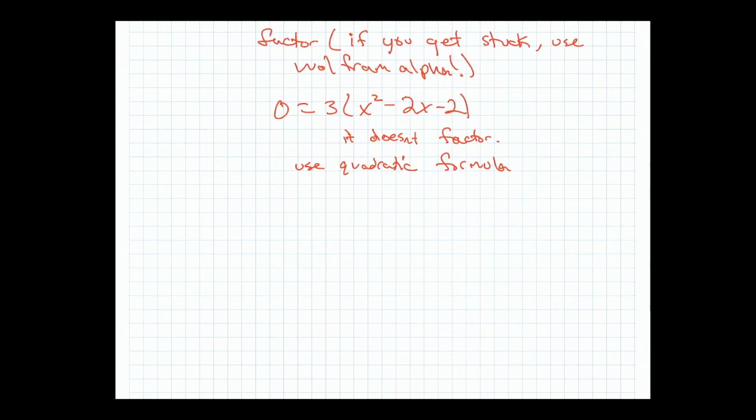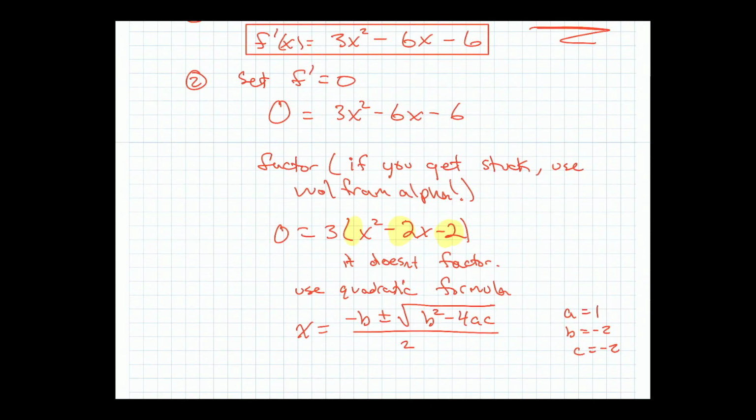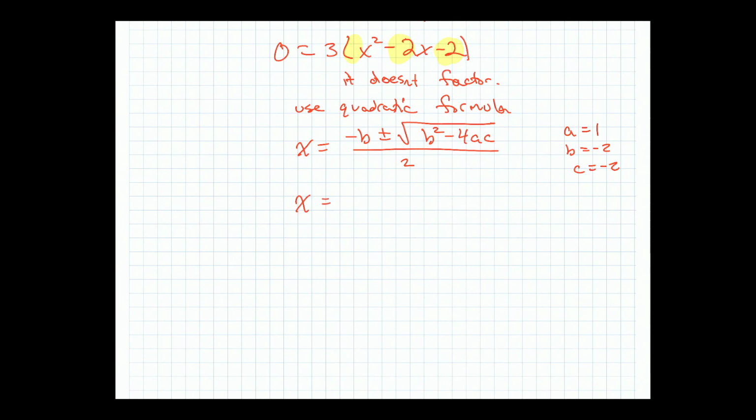So for the quadratic formula, I'm going to need x equals negative b plus or minus square root b squared minus 4ac over 2a, where we've got our a out front there, our b right there, and our c right there. So a is 1, b is minus 2, c is also minus 2. Okay, signs are right. So we go ahead and fill this out. We got negative b is 2, b squared is going to be 4 minus 4ac. That's supposed to be 2a, 2 times 1.